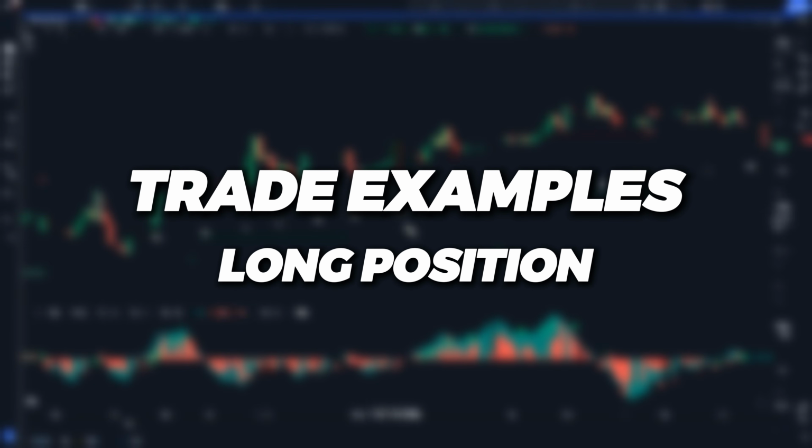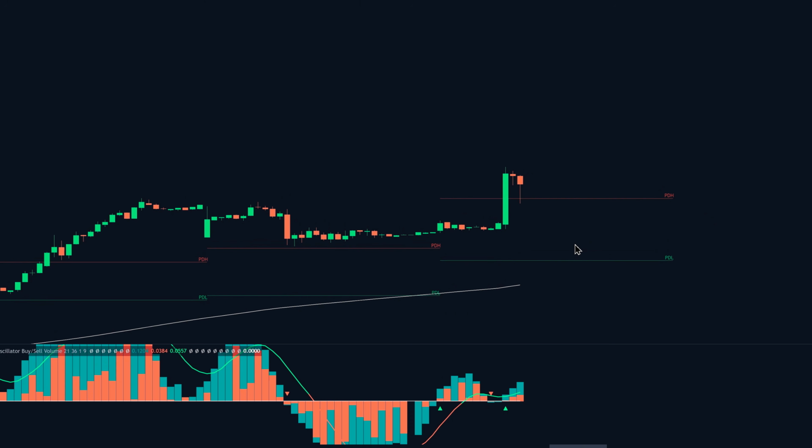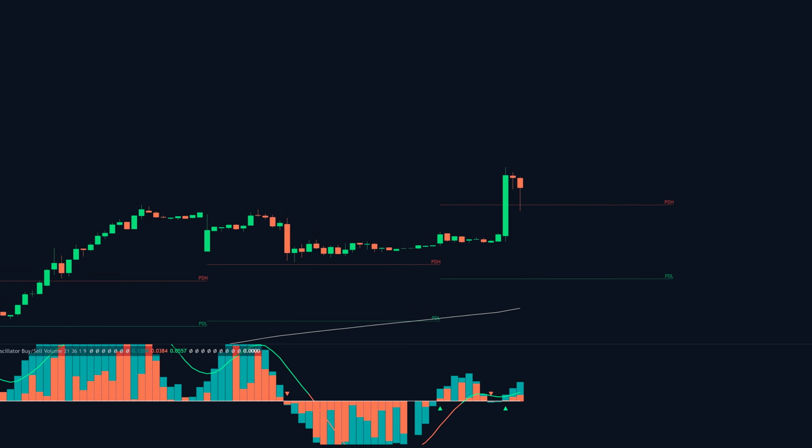So here's an example for a long position. The first condition is to confirm that the price is in a bullish trend. To do that, we just ensure that the price is trading above this 200 period EMA. The second condition is we identify a previous day key level and then wait for the price to do a break and a retest of that level. It could be a previous day high or a previous day low.